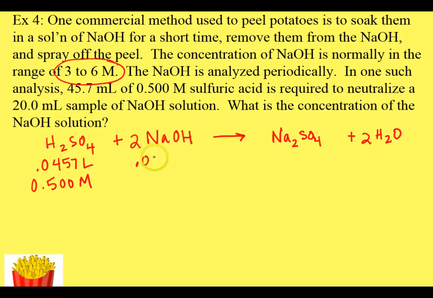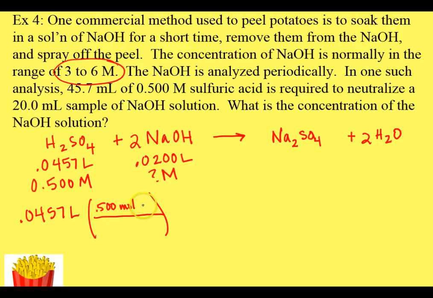So I'm going to write 0.0200 liters. And I want to know what is the molarity. We would start by finding moles, and we always find moles by taking molarity times liters. So I'm going to start with my volume, 0.0457 liters of H2SO4. Molarity, remember to always think of as moles per liter, so 0.5 moles, and that is moles of H2SO4 per liter, cancels out my liters.